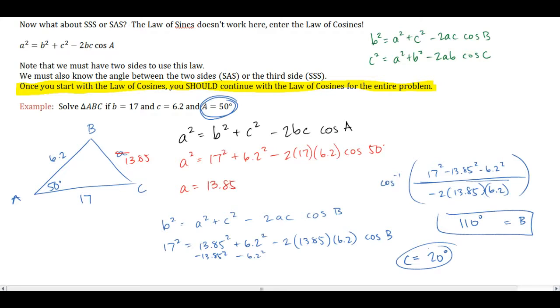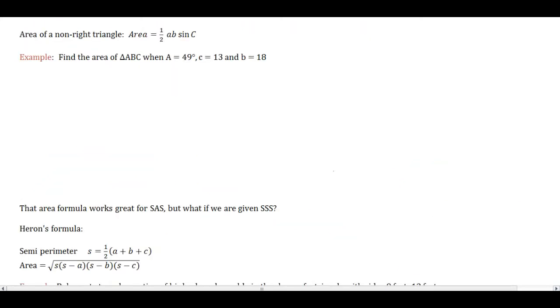All right, let's have a little fun now. You know how to solve all the sides of a triangle. You know how to solve all the angles of a triangle. So what about these weird triangles? Could we find the area of these weird triangles? And guess what? Yes, we can.